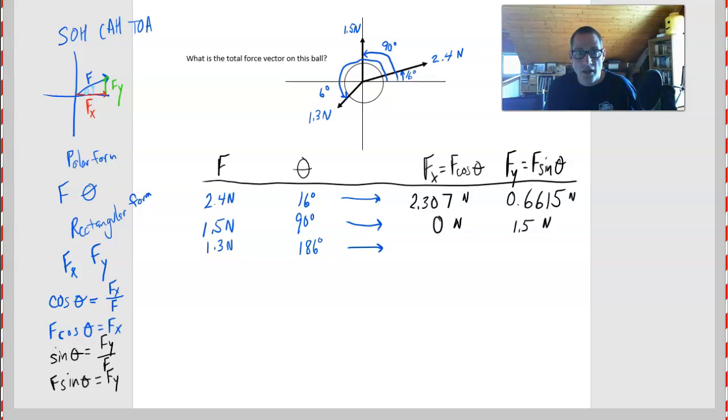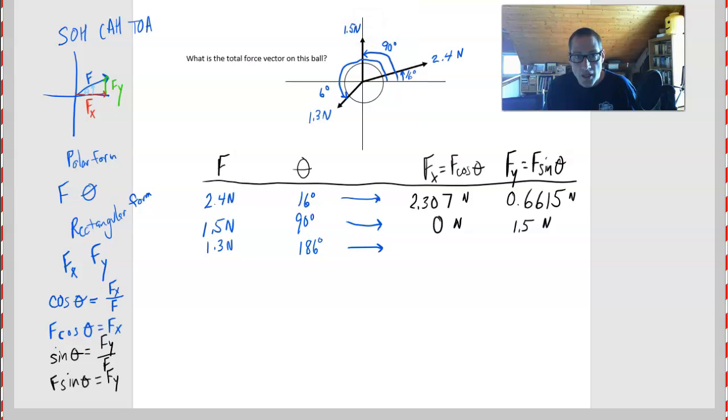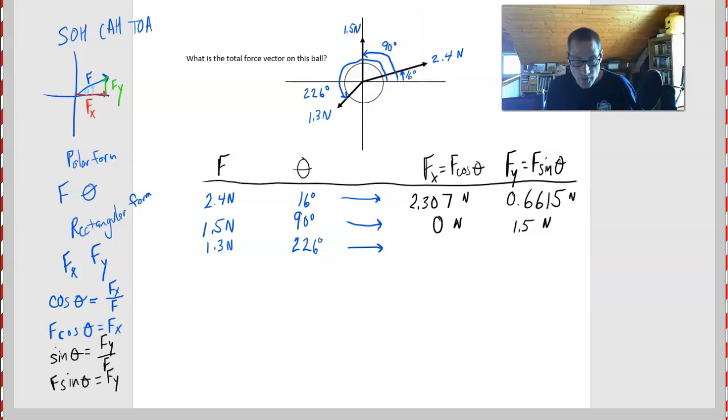Let me erase that. That was a close call right there. Don't want to have things wrong here. 180 plus 40 is 220, so 226, because it's 46 degrees beyond that one. Okay, so let's erase it here. Oh my goodness, I erased the other number. Okay, so this is 226. Disaster averted. Let's continue on.